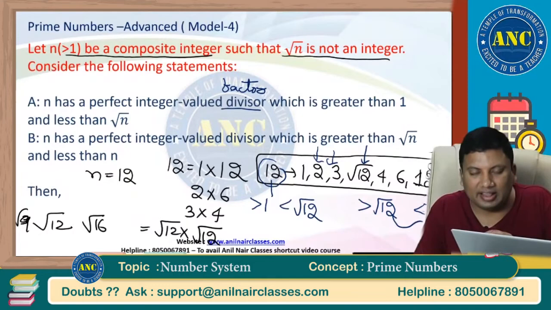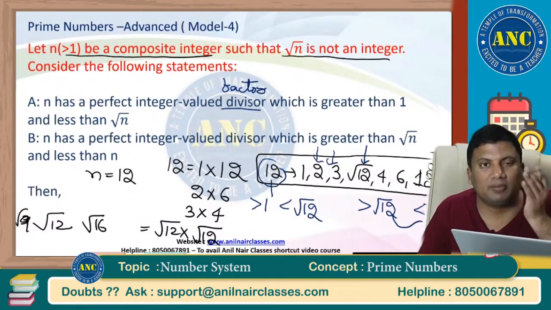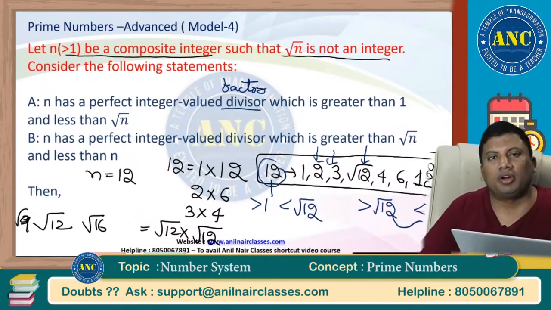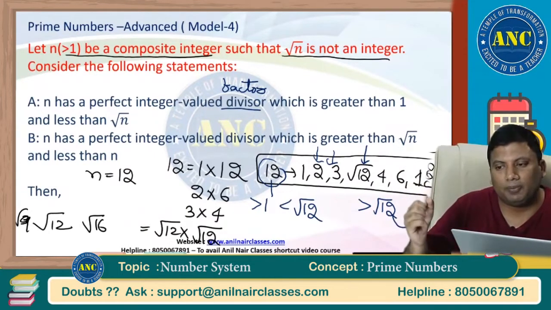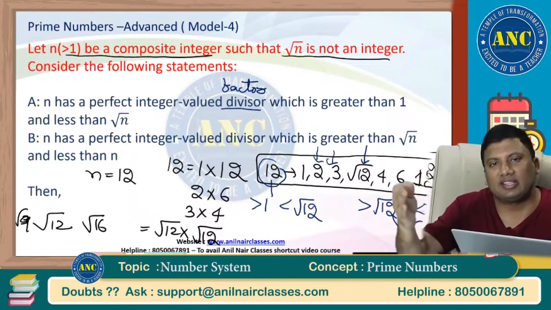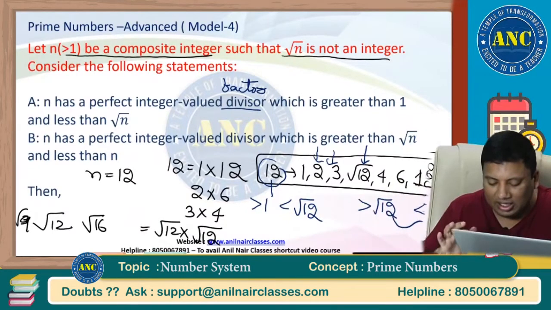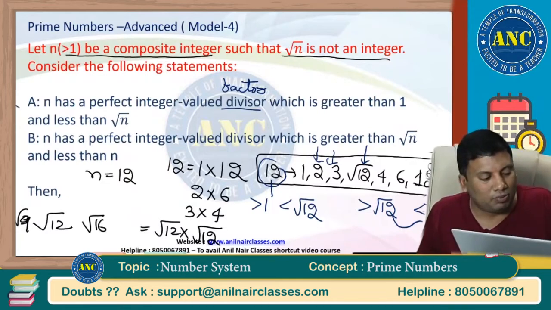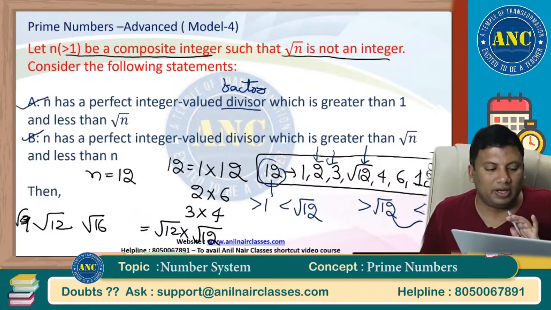Now, root 12 is nothing but 2 root 3, which is 2 into 1.7, about 3.4. What are all the integers greater than 3.4? 4, 5, 6, 7, 8, 9, 10, 11. In that, 4 is a factor of 12, 6 is a factor of 12. So both the statements are right. I hope it is clear.